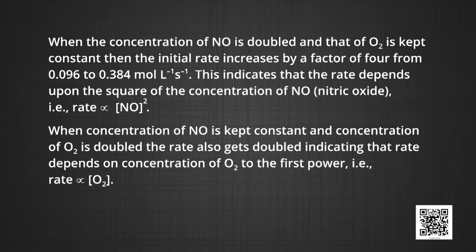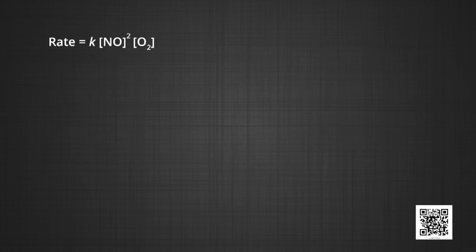When the concentration of nitric oxide is kept constant and the concentration of oxygen is doubled, the rate also gets doubled, indicating that the rate depends on the concentration of oxygen to the first power. That is, rate is directly proportional to molar concentration of oxygen. The square brackets represent the concentration. Hence, the rate equation for this reaction will be rate equals k, molar concentration of nitric oxide raised to power 2 and the concentration of oxygen raised to power 1.